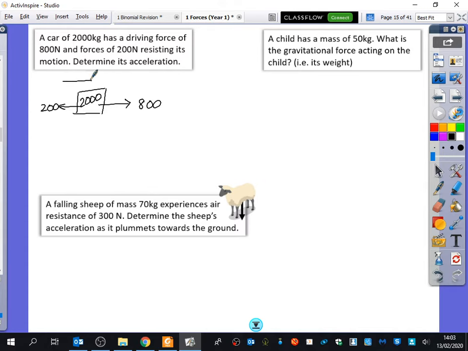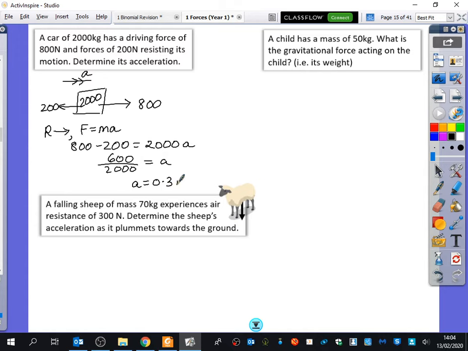So it's obviously going to be accelerating to the right because this one is bigger than this one. So I'll find the resultant force to the right and then I'll use F equals ma. My resultant force is what? 600, yeah, it's 800 minus 200 and it equals the mass times by the acceleration. So we get 600 divided by 2,000 is the acceleration, which is 6 over 20 or 3 over 10 or 0.3. I'll just give you a second to write that down. Yeah, mechanics would probably go with a decimal for that.